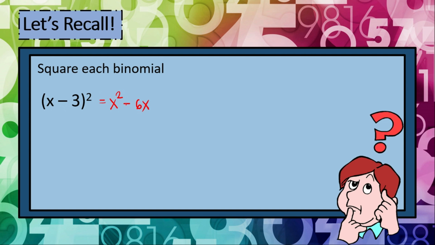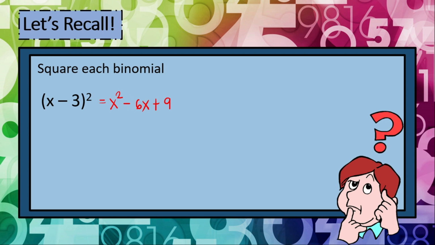And to get the last term, we simply square the last term. We have negative 3 times negative 3, or negative 3 squared, that is equal to positive 9. So the expanded form of x minus 3 squared is simply x squared minus 6x plus 9.